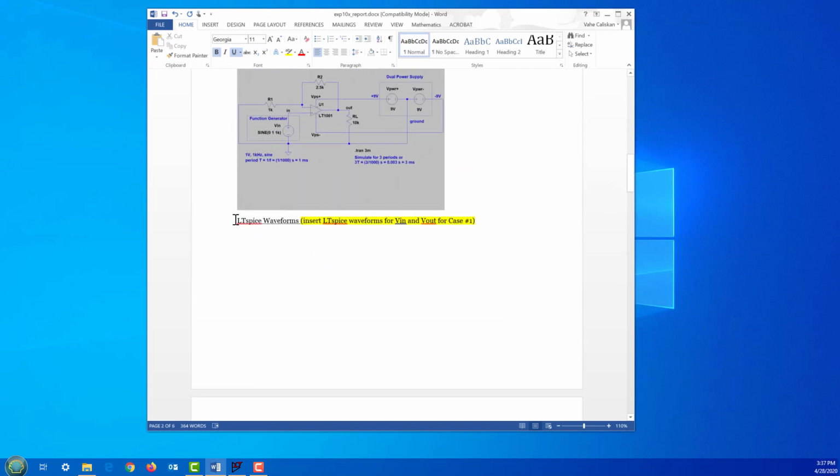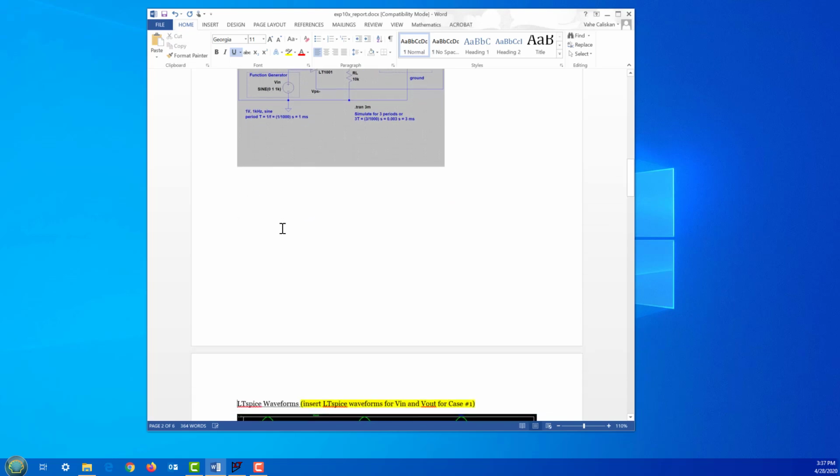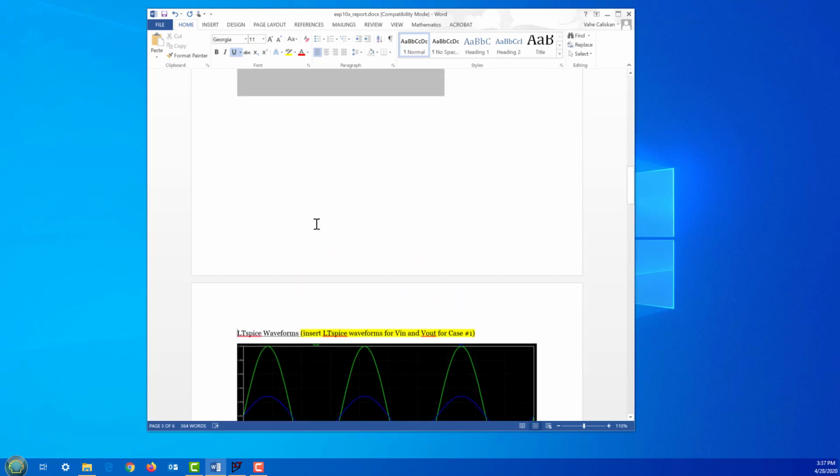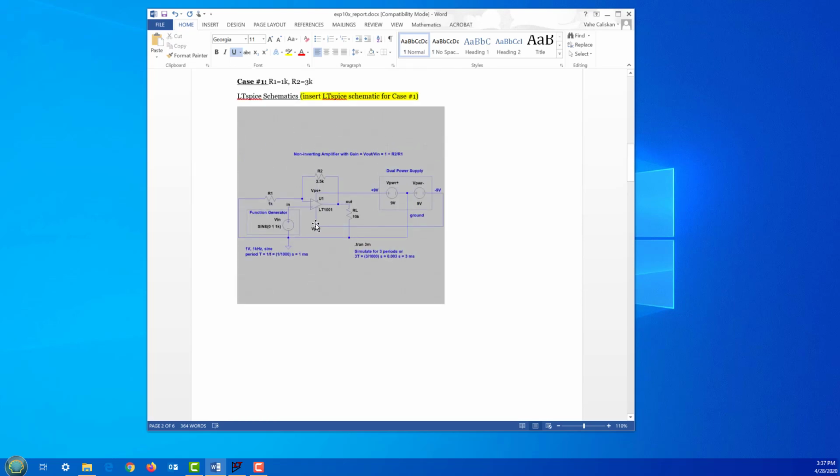It says LTspice waveforms here. Maybe do Control Enter for it to move it to the next page or something like that, or keep pushing Enter until it looks good. It's up to you how you want to make it look, but copy and paste works that way, and you just do it as many times as necessary. Save it, upload it, done.